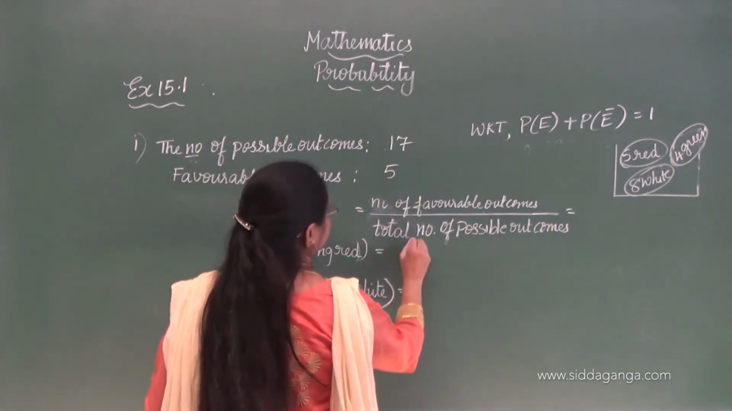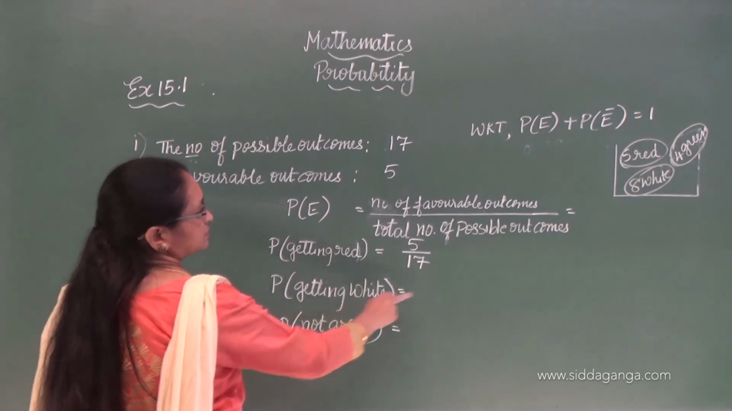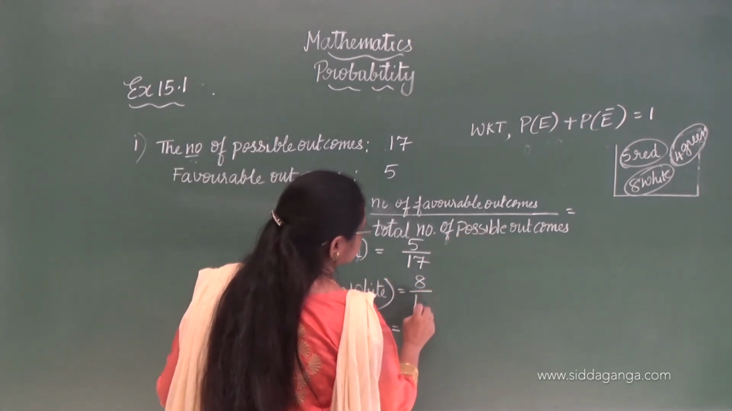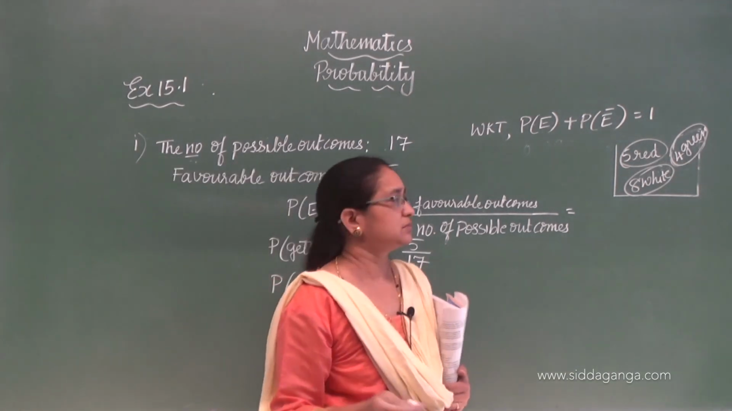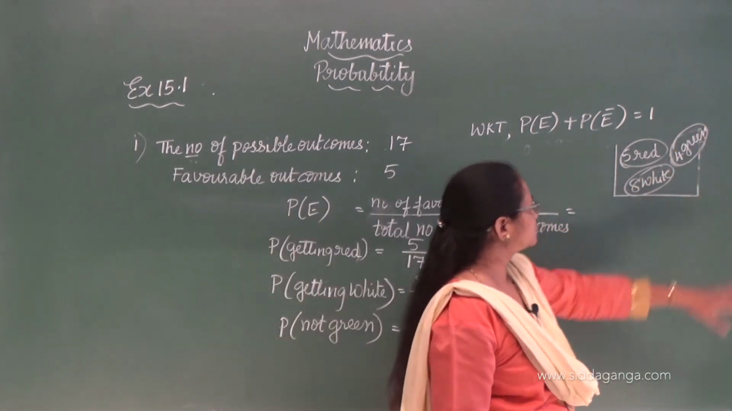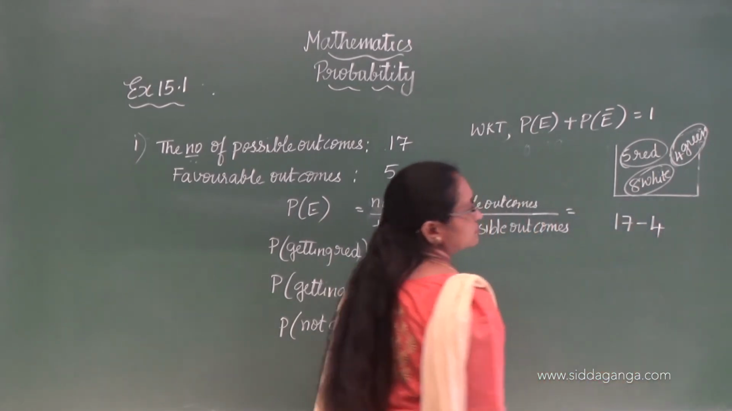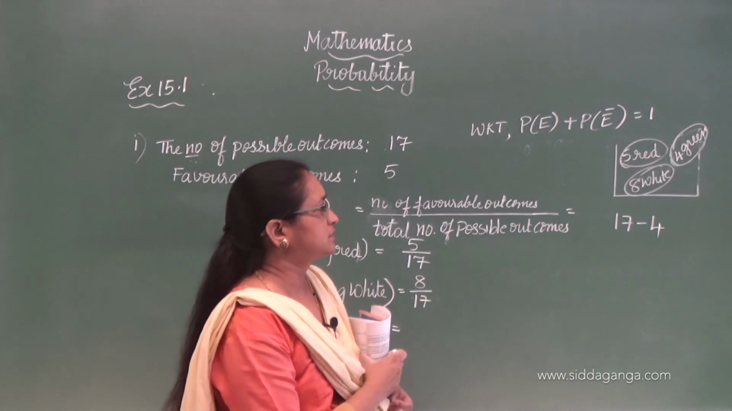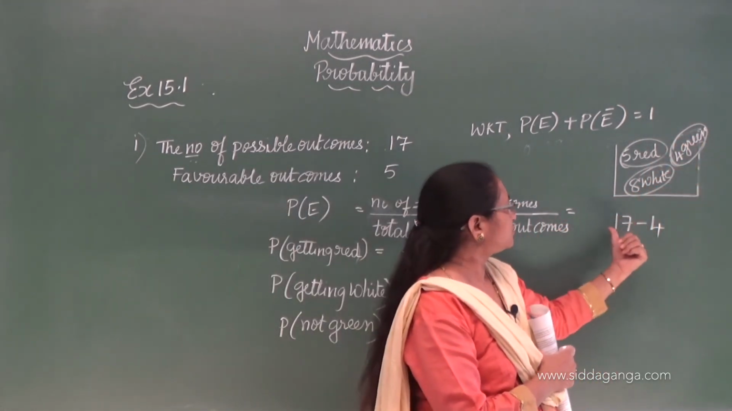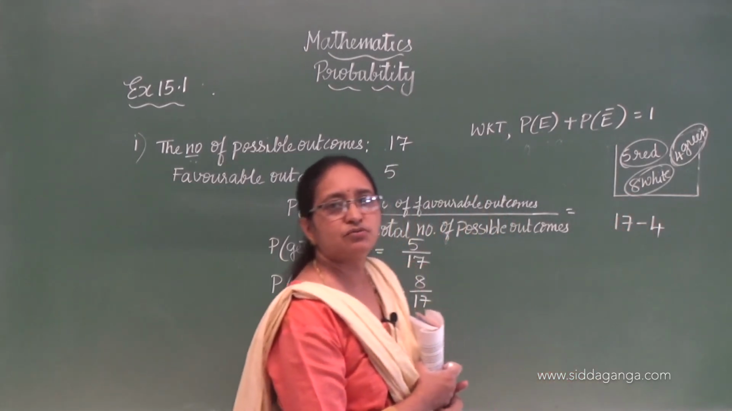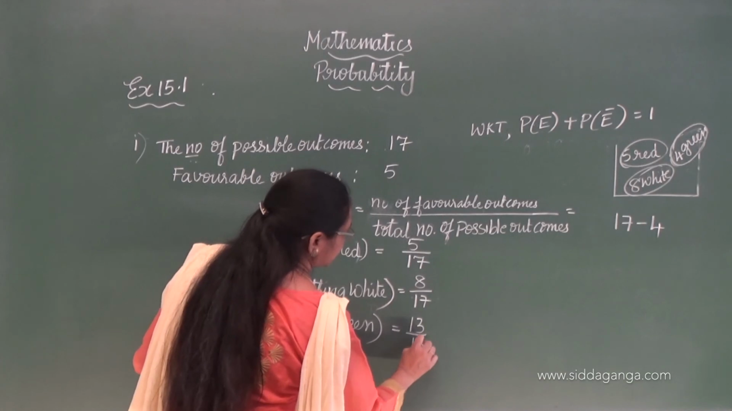So getting red is 5 by 17 and getting white, how many? 8 by 17. Now not green means what? See, not green means out of 17 you should subtract 4. Not green, 4 are green marbles, so from 17 you subtract 4. So how much will you get? 13 by 17.